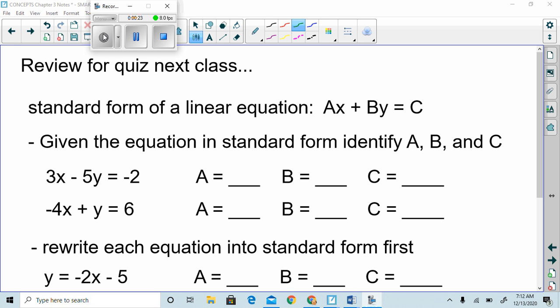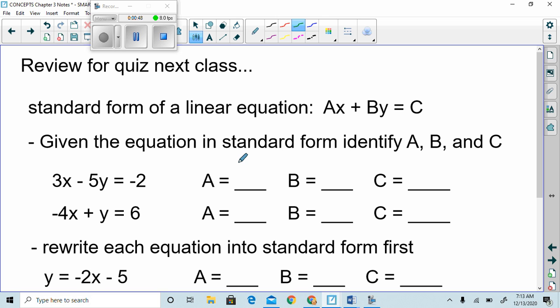The standard form of the linear equation, as you know, is ax plus by equals c, where a and b are the coefficients in front of the x and y variable terms, and c is a constant. If given the equation in standard form, simply identify the a, the b, and the c. Well, the coefficient in front of x is 3. The coefficient in front of y is -5. Take that sign in front. And the constant is -2.